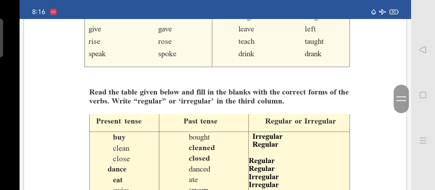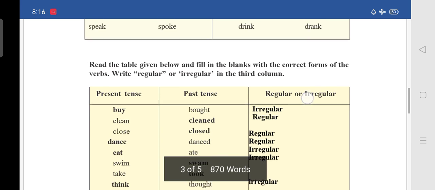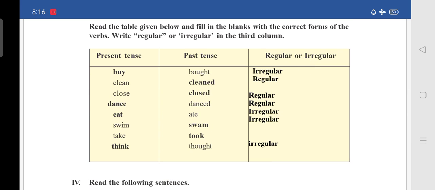Read the table given below and fill in the blanks with the correct form of the verbs. Write regular or irregular in the third column. So see in your textbook, here they have given 3 columns. In that, first one is present tense, second one is past tense, third one is regular or irregular. So here, I have already written it for you. You write them neatly in your textbook with pencil.